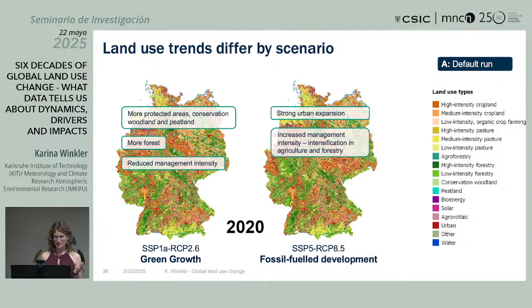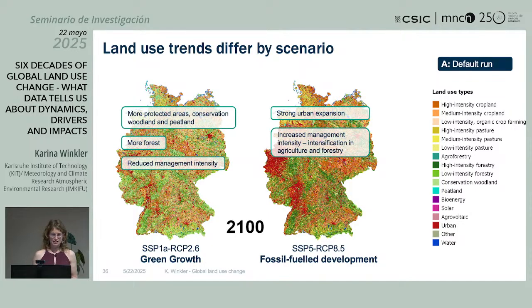So some of the effects and some of the land use processes in the SSP1 scenario, green growth, we have more protection, more nature protection, conservation areas. We increase peatlands in Germany. We have also an increase in forest area and a reduction in management intensity. And on the other hand, in the fossil-fuel development, we have a strong urban expansion, which also has to do with migration due to climate change in other regions.